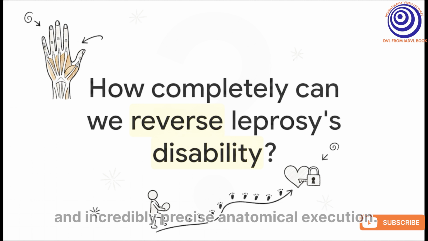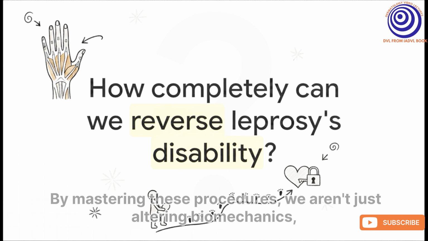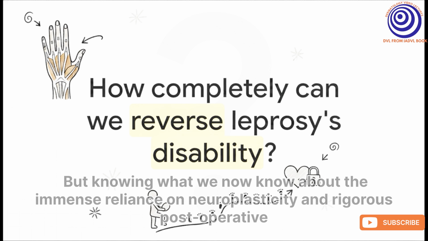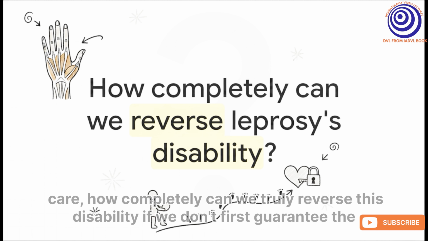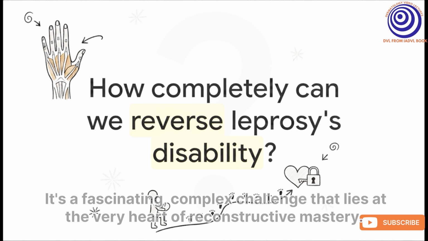and incredibly precise anatomical execution, whether we're doing a temporalis transfer for lagophthalmos or an FDS lasso for a claw hand. By mastering these procedures, we aren't just altering biomechanics, we are fundamentally reversing a lifetime of devastating social stigma. But knowing what we now know about the immense reliance on neuroplasticity and rigorous postoperative care, how completely can we truly reverse this disability if we don't first guarantee the patient's lifelong commitment to their own rehabilitation? It's a fascinating, complex challenge that lies at the very heart of reconstructive mastery.